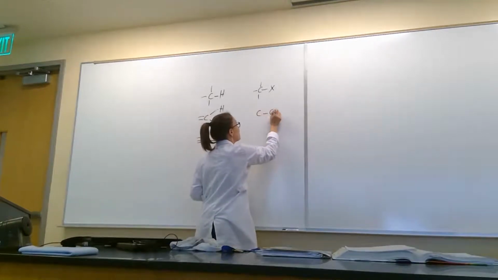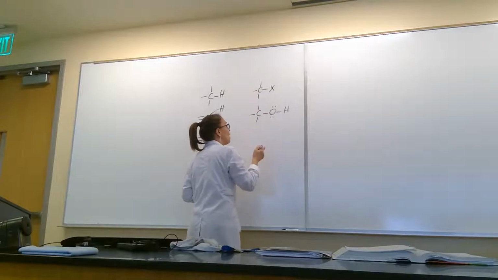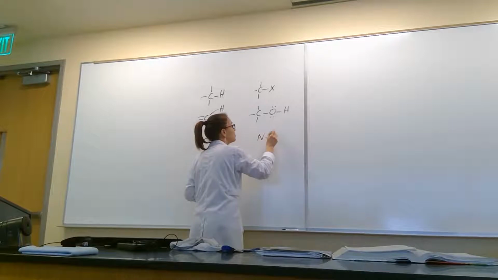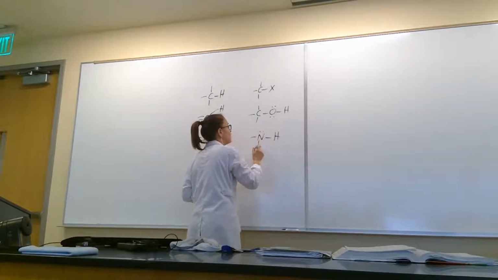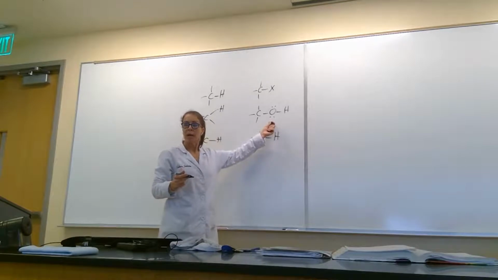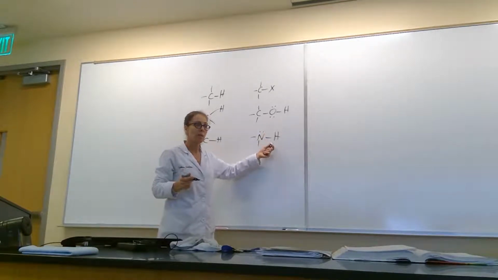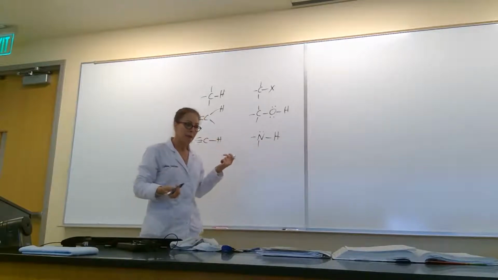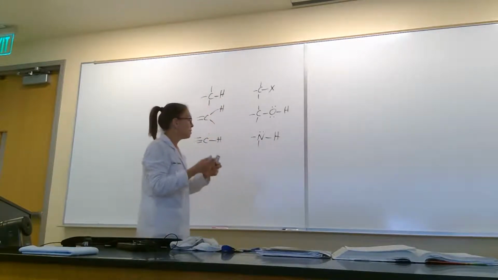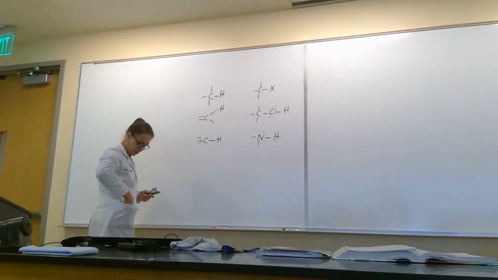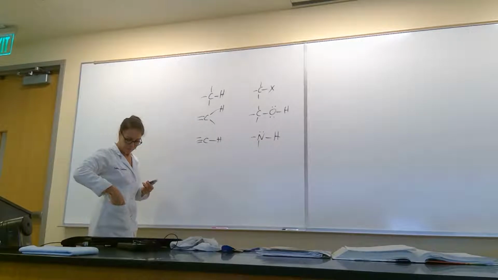Then you have the C-OH, and then the N-H. We studied these in chapter 10, the alcohols. They mentioned the amines a little bit in chapter 19. Now, why am I mentioning all of these? It's because all of them have a bond with an H.